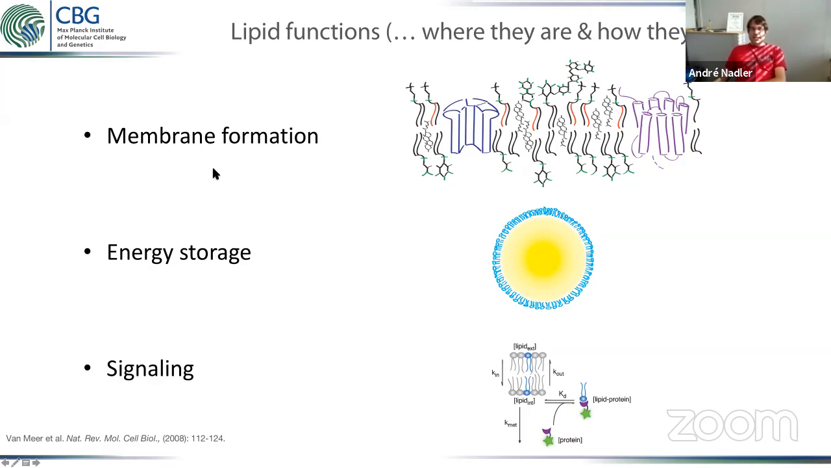Is lipid diversity required for membrane function, membrane formation? And I would argue not necessarily, because you can make a perfectly fine membrane with just one lipid species. I don't think you need thousands of individual lipid species for that. Then there's energy storage, where you have triacylglycerides that essentially are stored away in lipid droplets. And then there's this large area of signaling where lipids play important roles as first and second messengers.